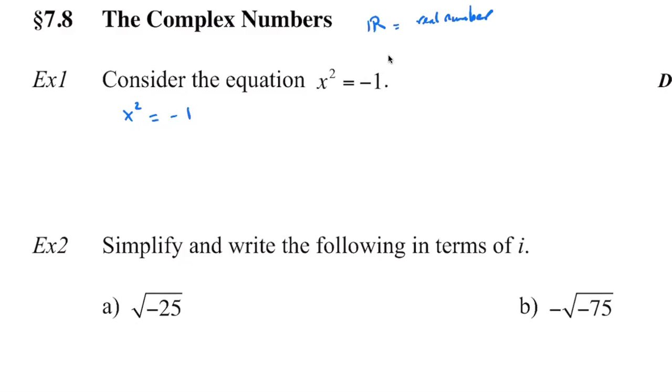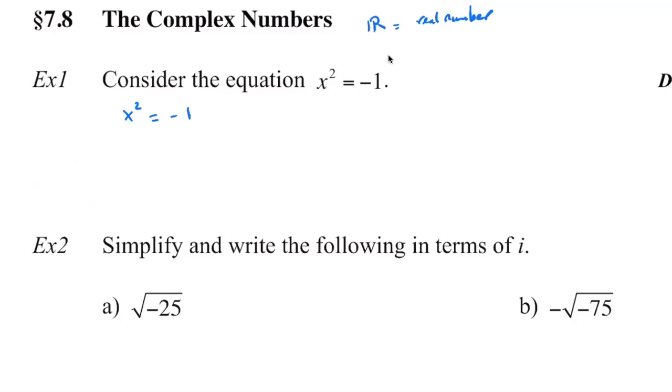Because when you square any number, if the number is positive, the square of that is going to be positive. If the number is negative, the square of that is still going to be positive. If you think about -1, well, -1 squared is going to be +1. So there's no such number that when we square it, we get -1.